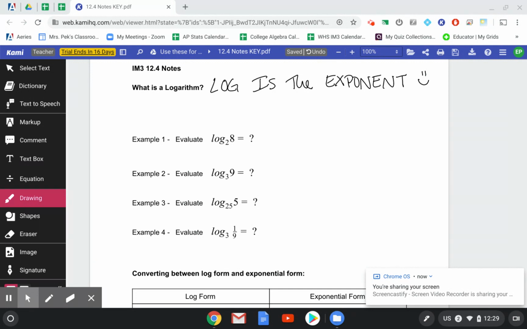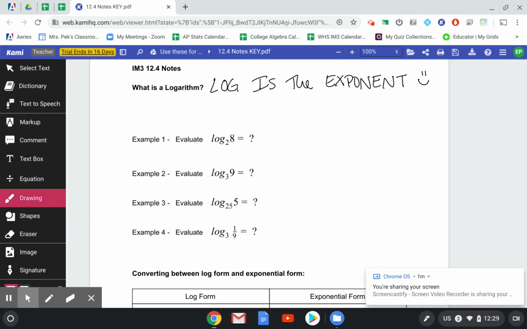And as we know, things all around us are exponential, like viruses are exponential functions, and we're definitely working with one of those right now. So, okay. The log is the exponent.